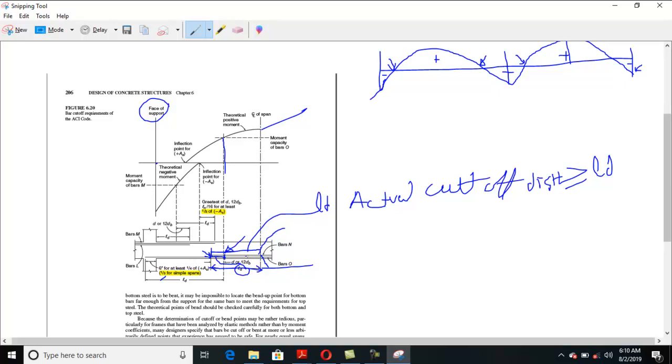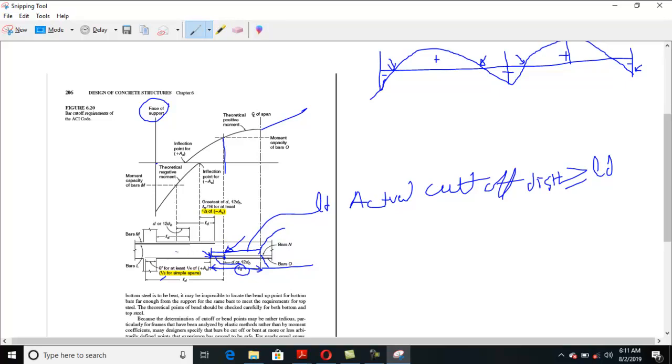For example, if you are providing 6 bars there, your continuing bars must be 1/3 of those bars. Like 1/3 of 6 is 2, so minimum 2 bars should be there. Okay, minimum 2 bars. A greater number of bars is possible, but minimum 2 bars should be continued according to ACI.